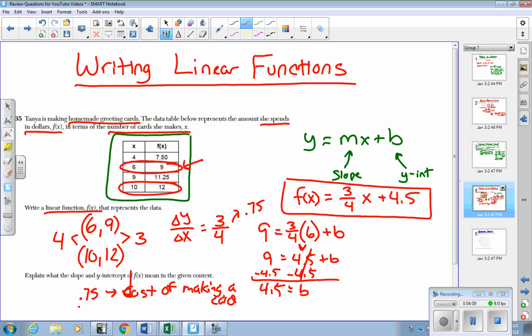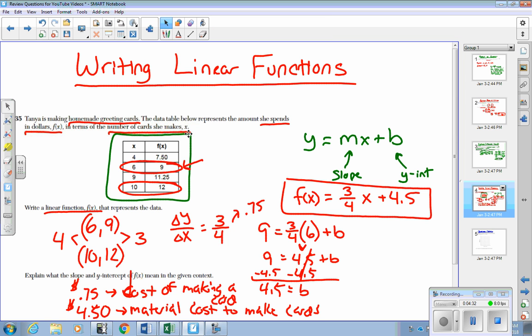And then the 4.5, or in the case of money, $4.50, that's going to represent the cost of the materials to make the cards. So she already spends $4.50 before she even makes one card, and then each card after that will cost her 75 cents. So that's the new push in the Common Core, making sure you talk about the given context. You need to go back and read the question itself to make sure it makes sense.